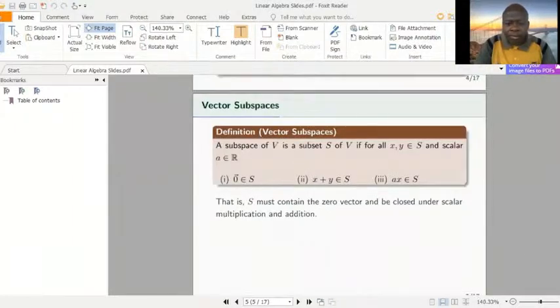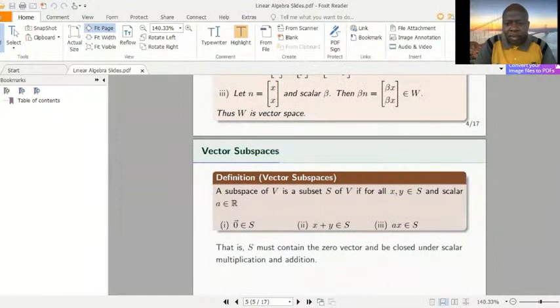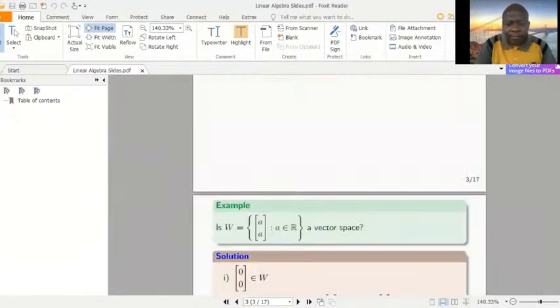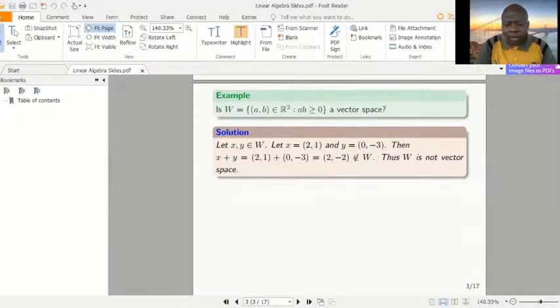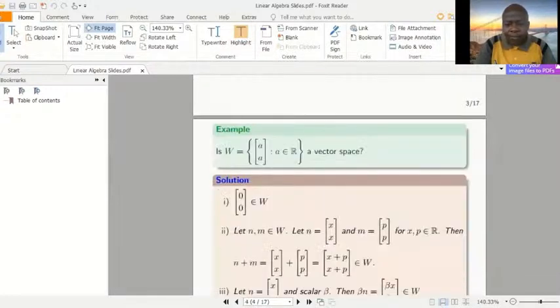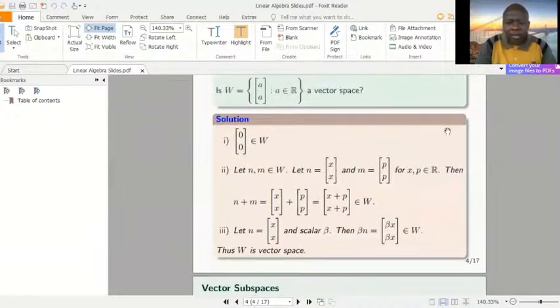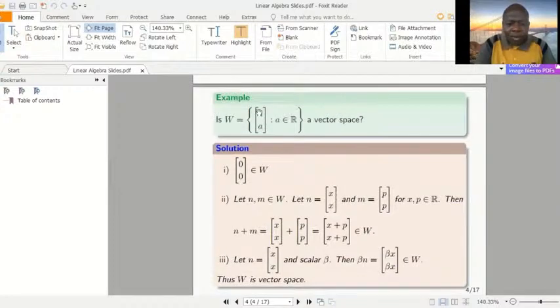It's not even an example. What you're looking at now is the next example. Now, this is the question. The question says, is this set containing (a, a), where the elements are the same and a is a real number, a vector space? So what are some of the elements here?